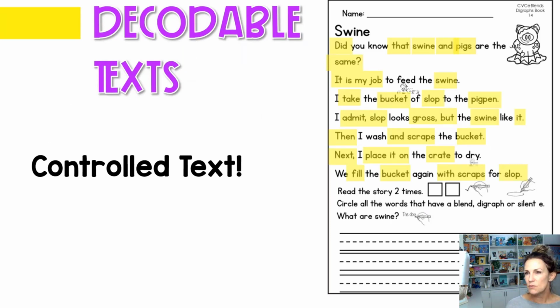This is a CDC with a silent E set, and we're introducing blends with this as well. And I've highlighted all of the words in this text that are going to be decodable for the students.